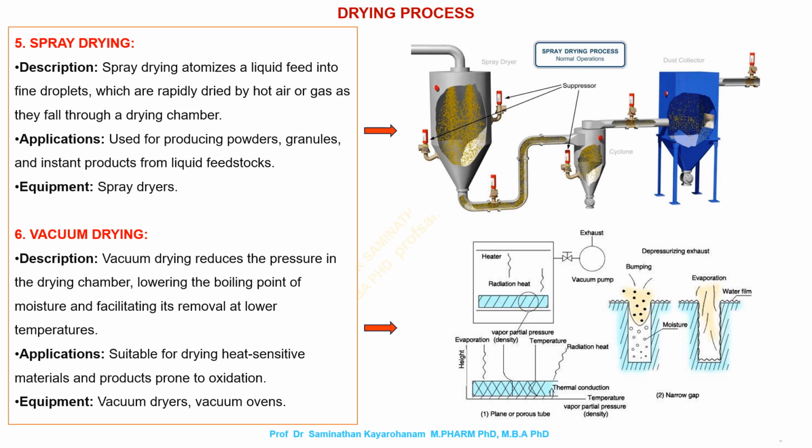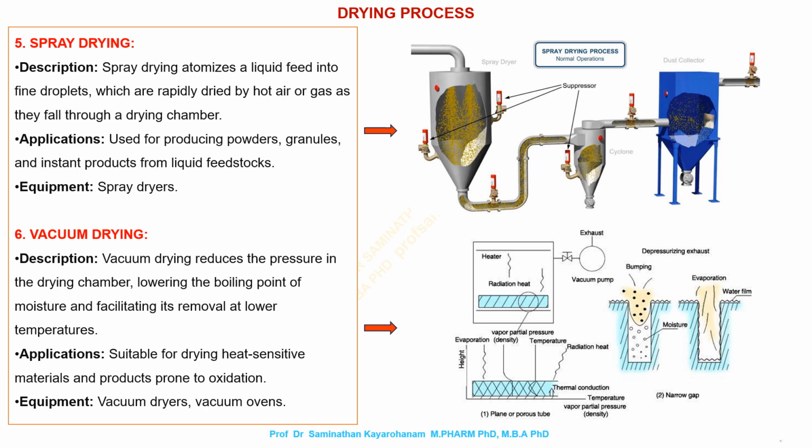5. Spray drying. Description. Spray drying atomizes a liquid feed into fine droplets, which are rapidly dried by hot air or gas as they fall through a drying chamber. Applications. Used for producing powders, granules, and instant products from liquid feedstocks. Equipment. Spray dryers.